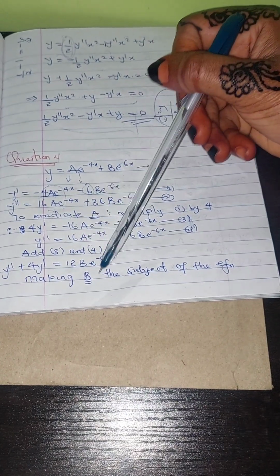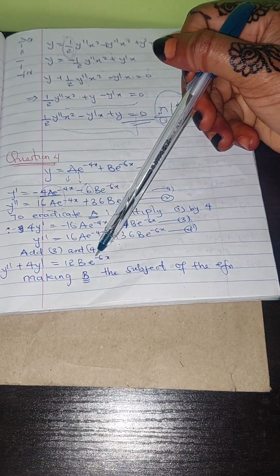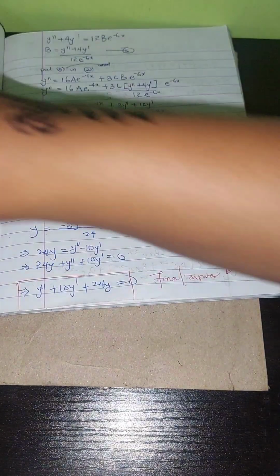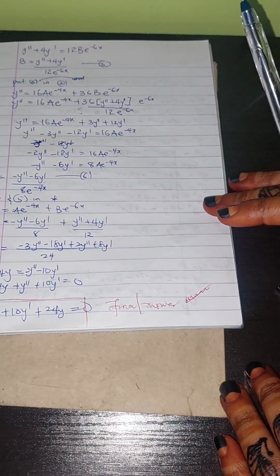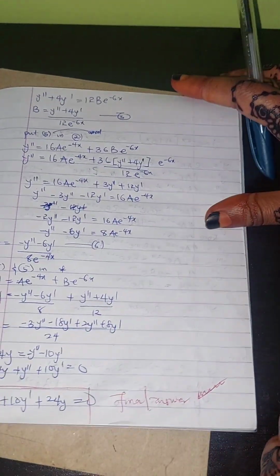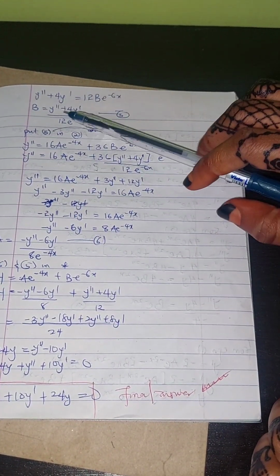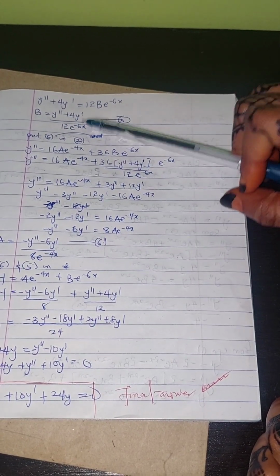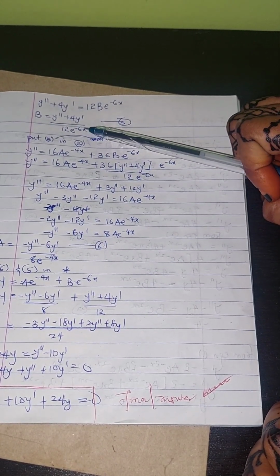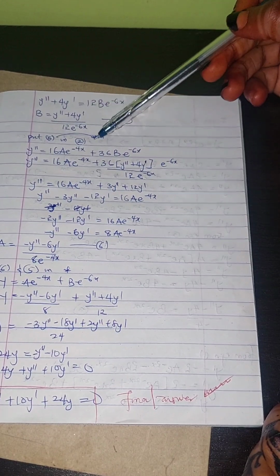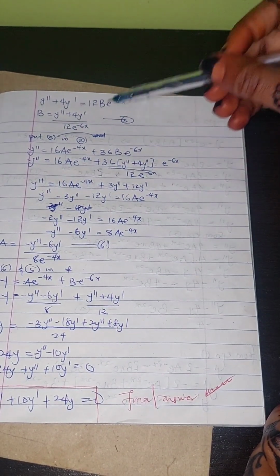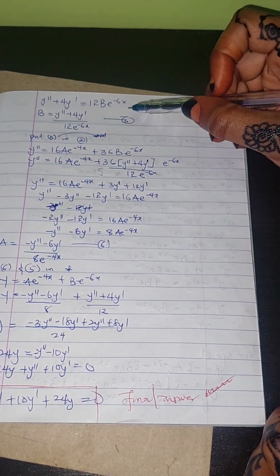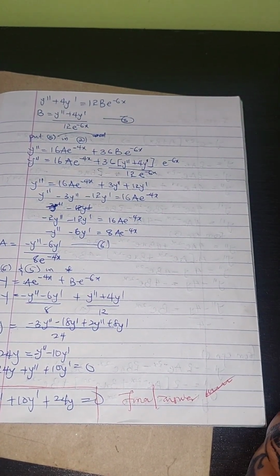So I told you we have to make the constant the subject of the formula. So if I'm making the constant the subject of the formula, I'll have b equals y prime prime plus 4y prime over 12 e raised to power minus 6x. So after doing this, just like we did the first time, after making a constant subject of the formula, you equate it back into the second equation.